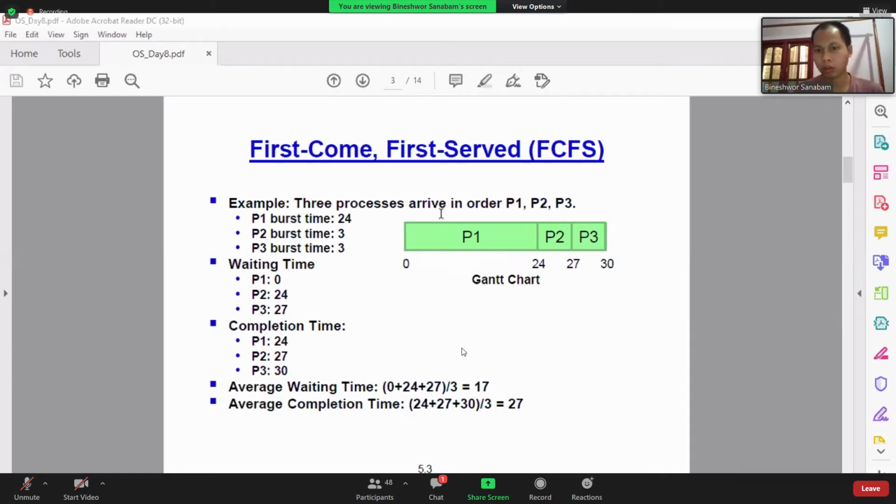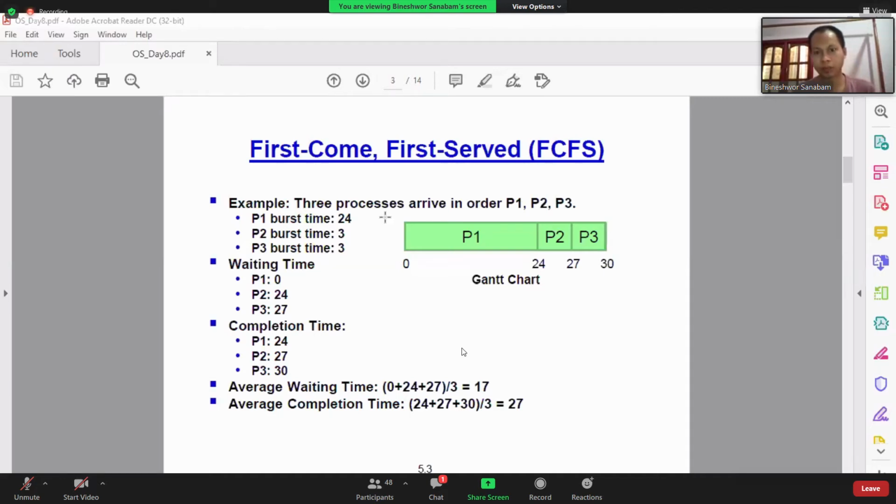At the point 27, process P2 is completed, meaning that the CPU is free and it will be given to the next process. The next process is P3, right? From 27 units of time, it will take another 3 units of time, that is the burst time of process P3. So from 27 to 30 units of time, process P3 will be using the CPU. Once it is completed, the scheduling is completed.